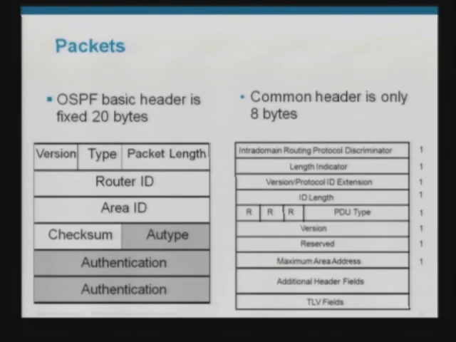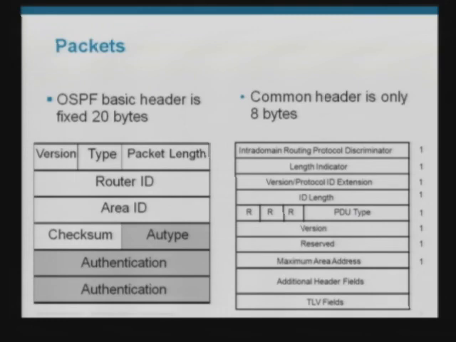If you see on the right side, the ISIS common header is basically 8 bytes. Starting from the intra-domain routing protocol discriminator and going on, you can see all these fields, which are part of the common header. Right after that, you have the additional header fields followed by the TLV, type length value. That is the thing in ISIS which makes it extensible, the TLV field.